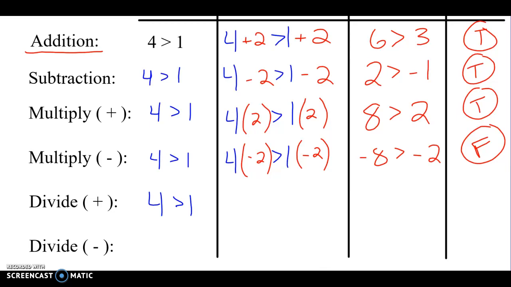Dividing both sides by a positive. So I'm going to do 4 is greater than 1, but I'm going to divide both sides by 2, which gives me 2 is greater than 1/2. True or false? True.